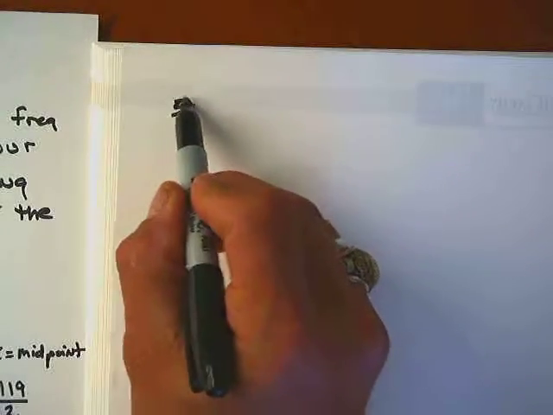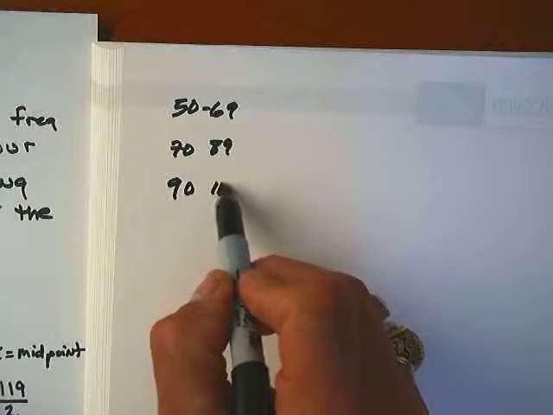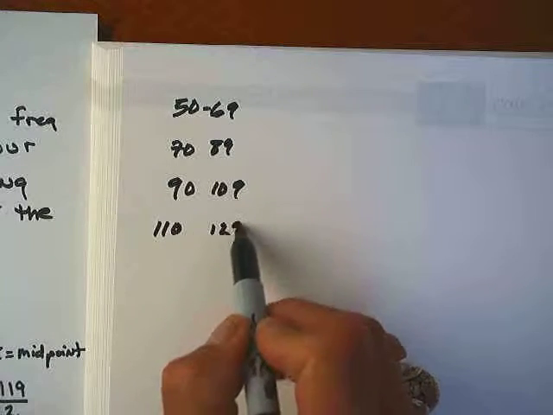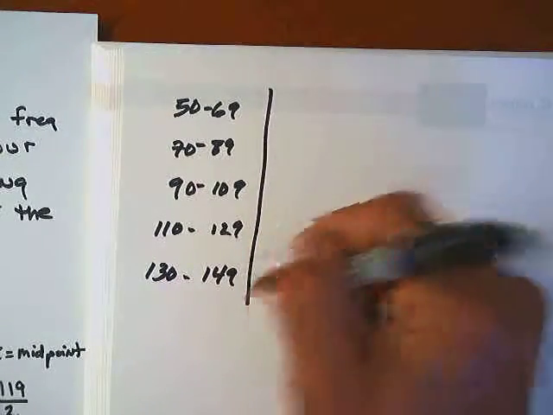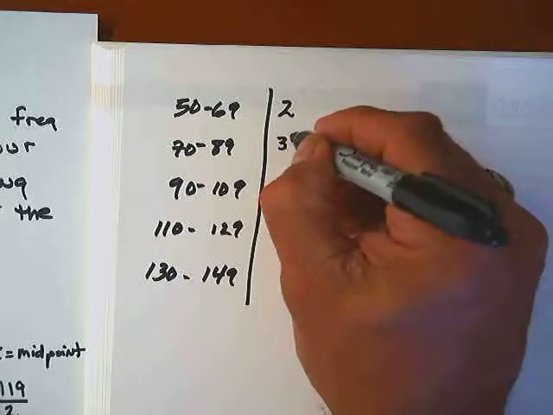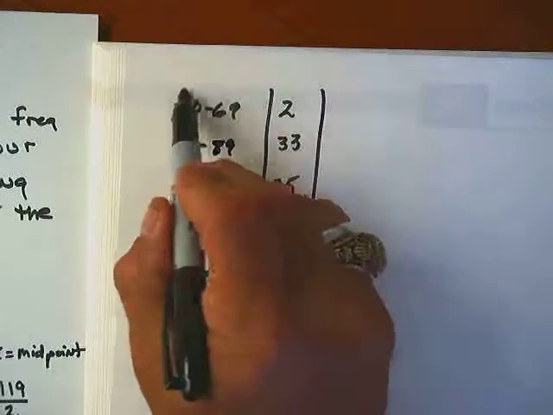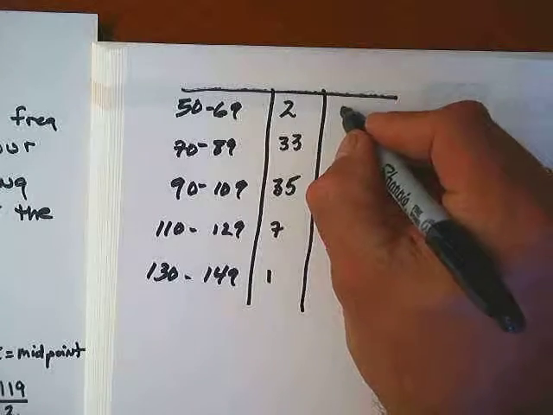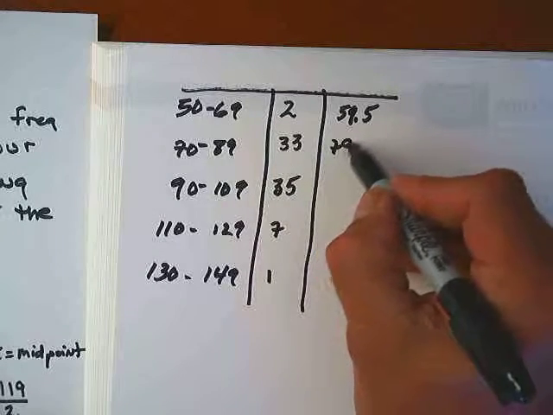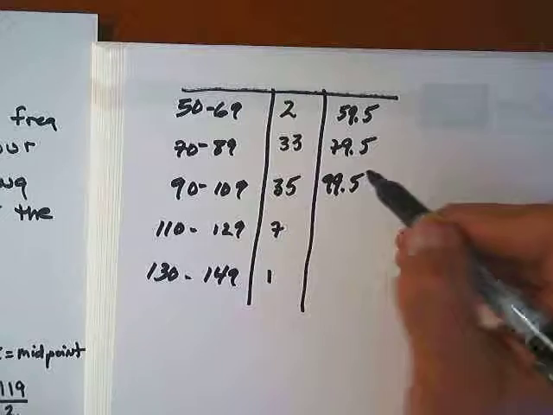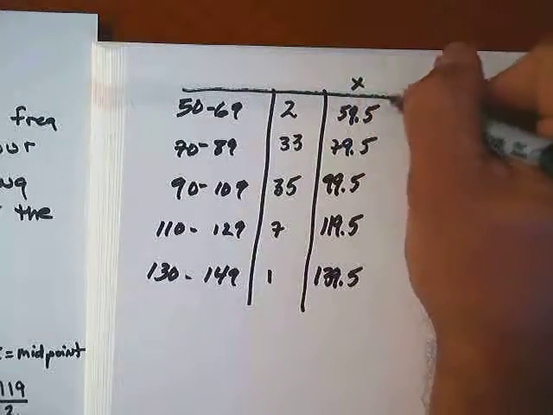Okay, so you can forget this over here now, because now you have everything you need. No, we don't have everything we need. We got to multiply F times X, and you got to add that up. So, I don't have any room up here, so I'll go to the next page and draw this frequency distribution: 50 to 69, and then 70 to 89, 90 to 109, 110 to 129, and 130 to 149. And the frequencies are 2, 33, 35, 7, and 1.